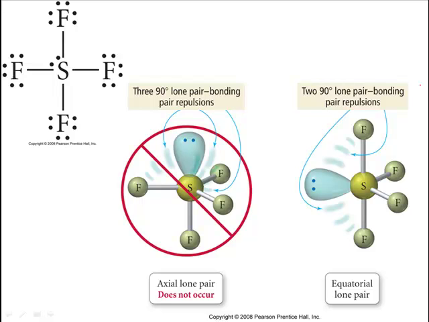Does that make sense? So the F is 90 from this. The F is 90 from this. Here it's 120, 120. Here, all the F's are 90 except this one. So that's why an equatorial lone pair can happen, but an axial lone pair will not.